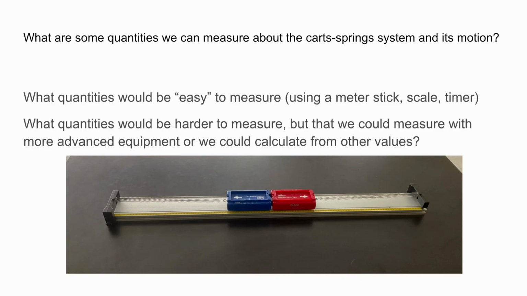As we take a look at them, I want you to be considering what quantities it would be really easy to measure in these systems. By easy to measure, I mean things we can measure directly using a meter stick, a scale, or a timer. Then consider what quantities would be a little bit harder to measure, but that we could get by using those original quantities to calculate some new values, or if we have some more advanced equipment, what sort of things can we measure then about these systems? All right, so let's take a look.